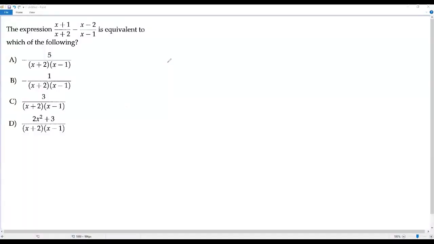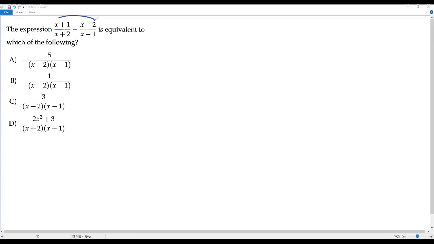Here we have a SAT math question. Okay, let's go with the information. The expression (x + 1)/(x + 2) − (x − 2)/(x − 1) is equal to which of the following? So here we have a subtraction of two rational expressions, and we have to find the one in the given answer choices which is equivalent to the subtraction of the two rational expressions.